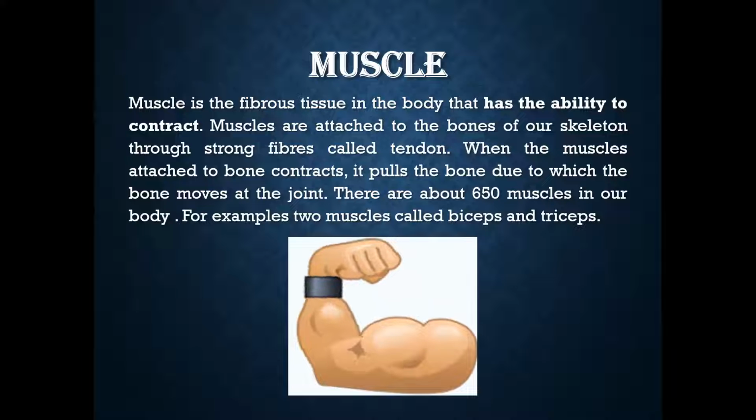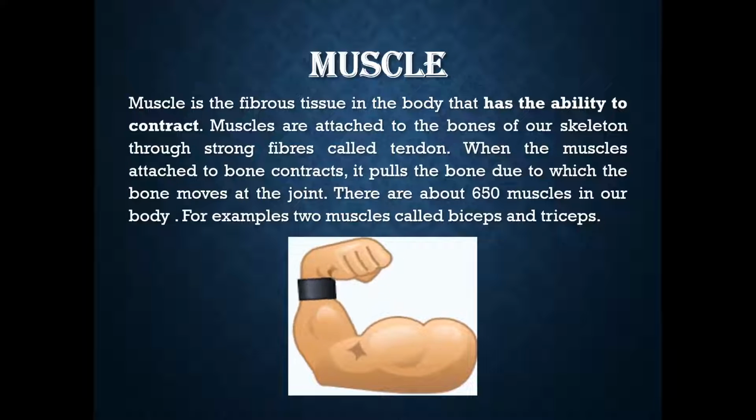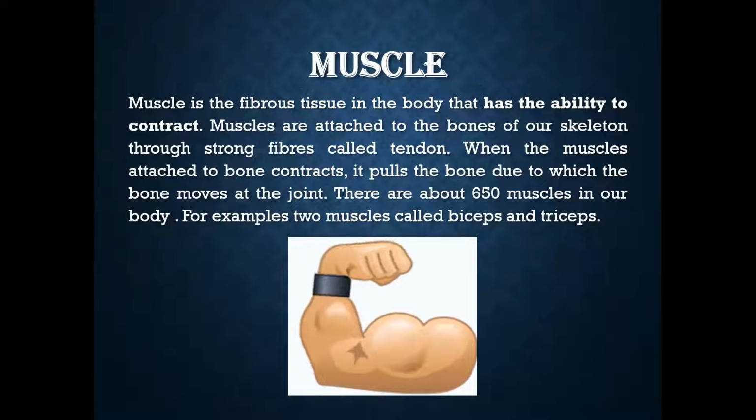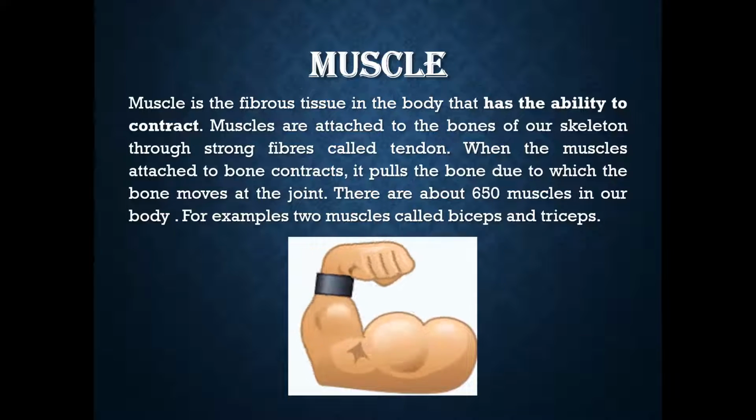For example, the two muscles called biceps and triceps move our arm up and down. They work in pairs by repeated contraction and relaxation. When you pull your lower arm, the biceps contract and the triceps relax. When you straighten your arm, the triceps contract and the biceps relax.